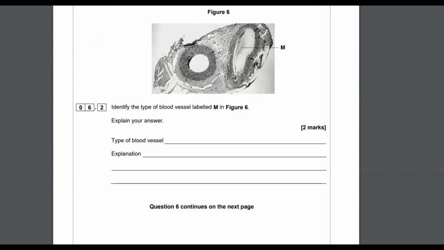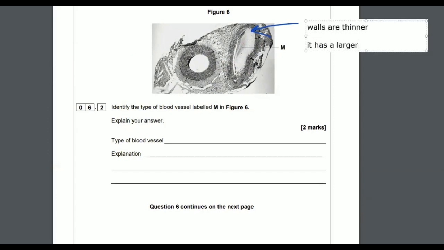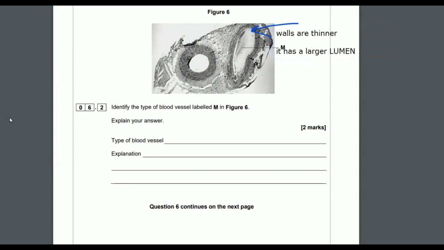Right, figure 6. 6.2. Identify the type of blood vessel labeled M in figure 6. Explain your answer. So we've got two blood vessels there. You can see they've both got thick walls. M has a thinner wall than the one next to it, so you can probably guess what the one next to it is. And it has a larger lumen. Which blood vessel has the thinner walls and the larger lumen?